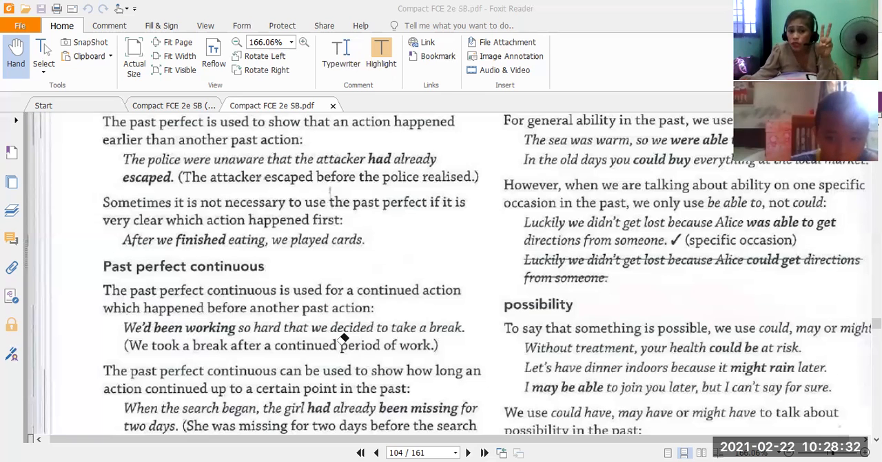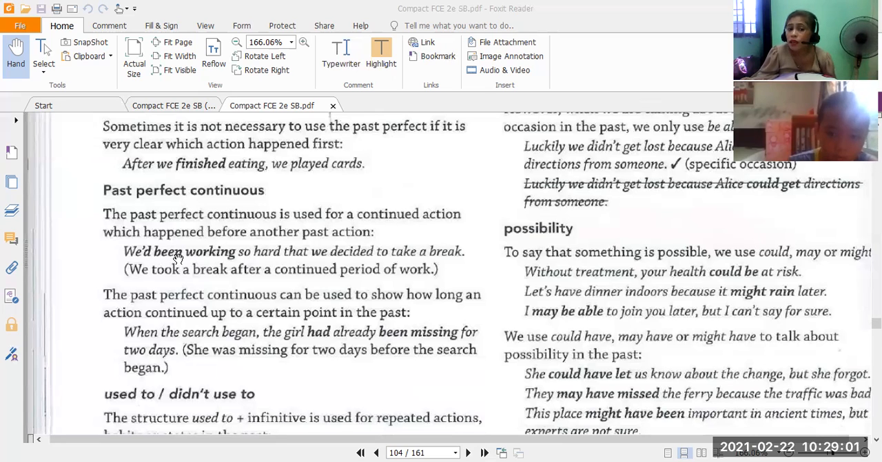There are two actions, but in the first action there is continuous. If you compare this with the past perfect, there are also two actions, but there is no verb that ends with ing because we are not telling about continuous. But in past perfect continuous, this is mixed. There is been working, which is the past continuous, and we have here the past perfect, which is decided.